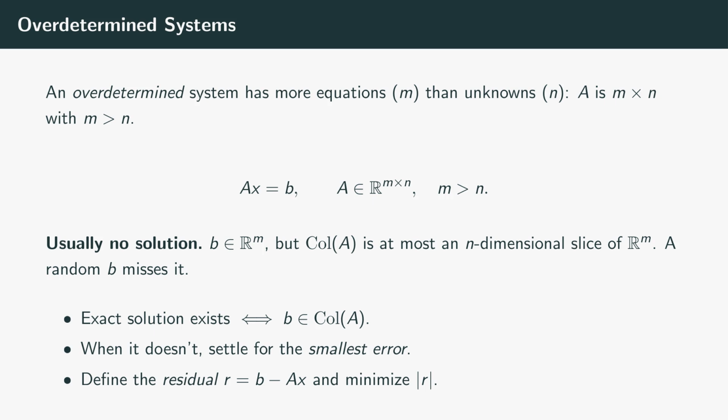Because the right-hand side b lives in m-dimensional space, but the column space of A, everything A can possibly output, is at most an n-dimensional slice of that space. A small flat sheet inside a big room. A typical b simply isn't on the sheet. An exact solution exists only in the lucky case that b happens to lie in the column space. When it doesn't, the usual case, we stop chasing equality and chase the smallest possible miss instead. We define the residual, r = b - Ax, the vector of leftover errors, and our whole goal becomes making the length of that residual as small as we can.